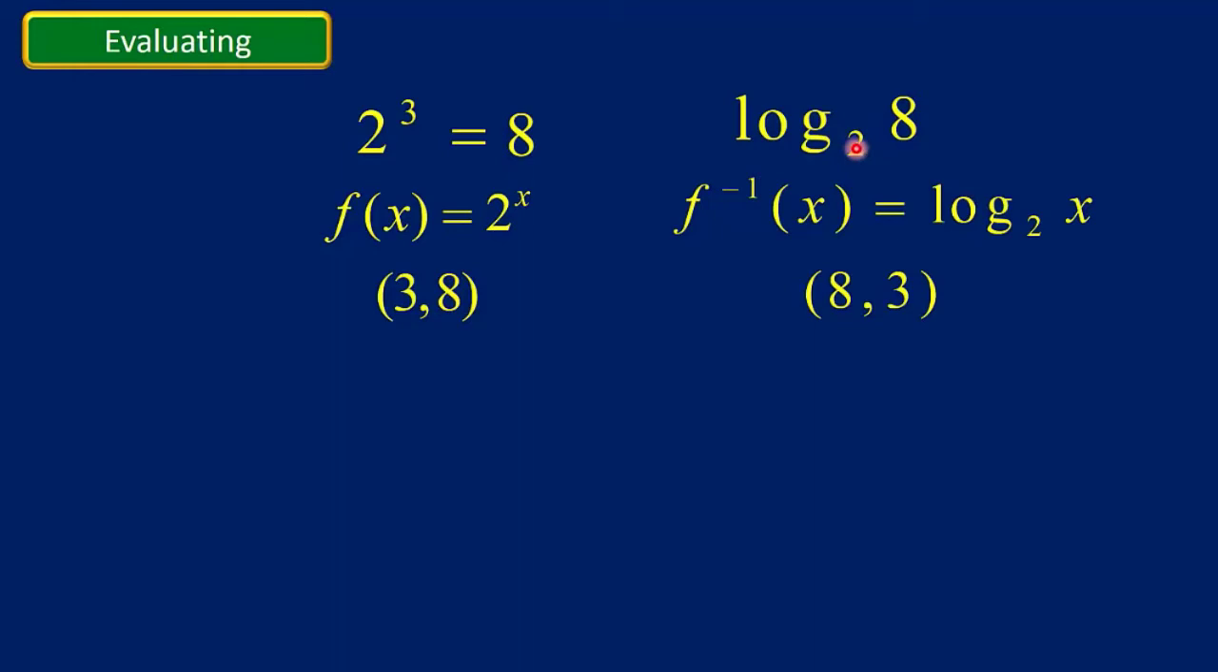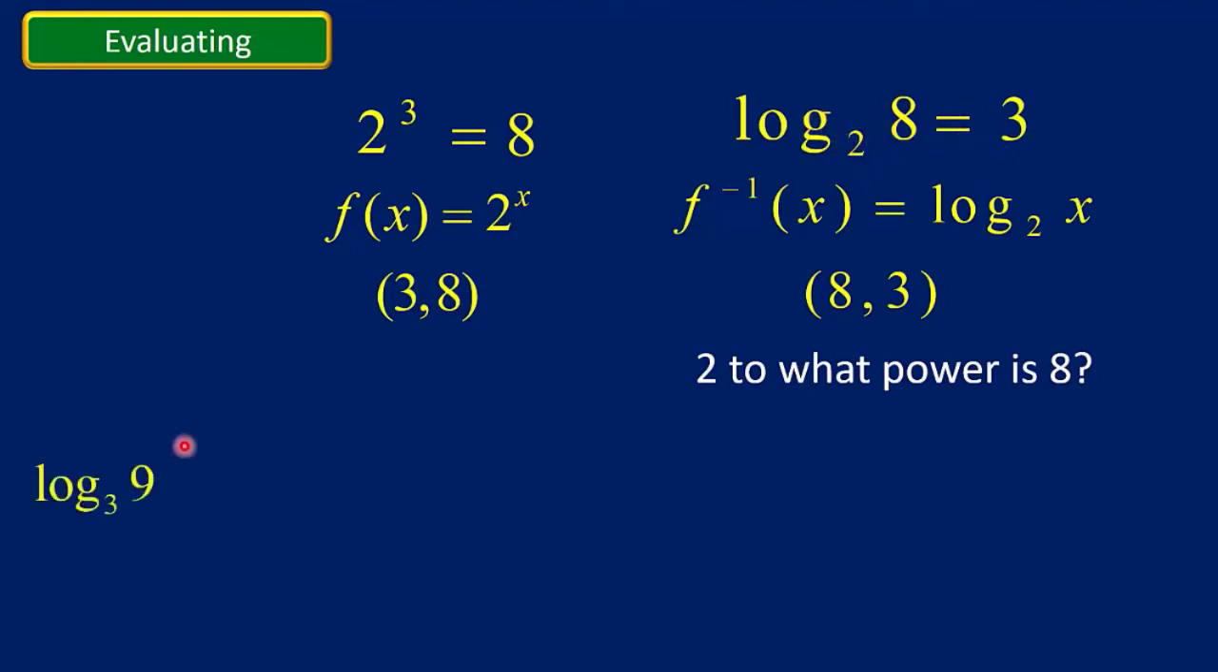But what this is saying is, notice we've got the 2 and the 8, but what's left out? The 3. We're saying 2 to what power equals 8? Over here we were saying 2 to the third power equals 8. See, 2 to what power equals 8? Well, 3. So the evaluation here, log base 2 of 8 is equal to 3.